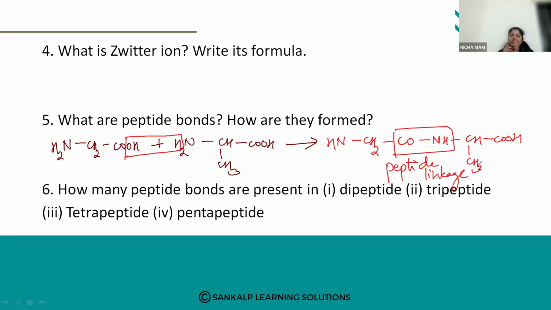So what are peptide bonds? Bonds formed by the condensation of amino acids with the elimination of water molecule. So what has been lost here? H2O, the water molecule has been lost. So this is a peptide bond.